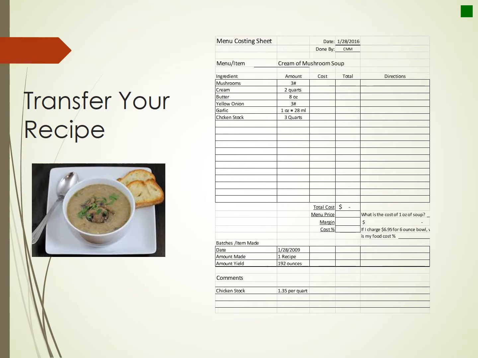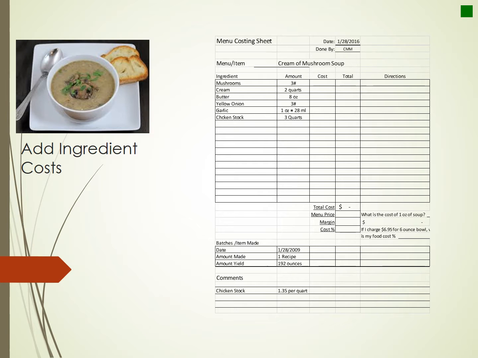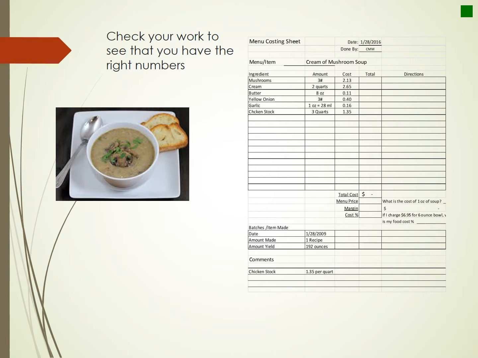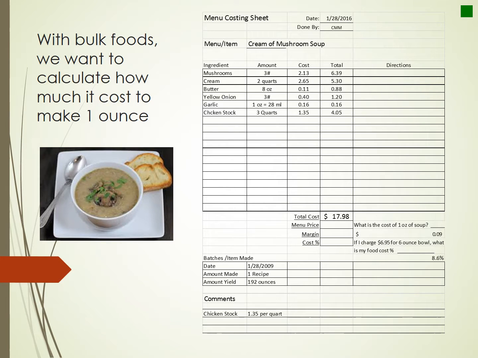Okay, here we go. We transferred the recipe onto the recipe costing sheet for you. Now you need to enter all the prices from your price sheet. So check your work again and see that you have the right numbers going forward. Then you'll do the math and add up the total cost to make the batch of mushroom soup. You'll also make a note about how the yield was, in this case 192 ounces.